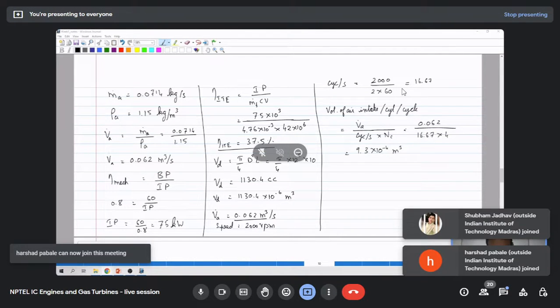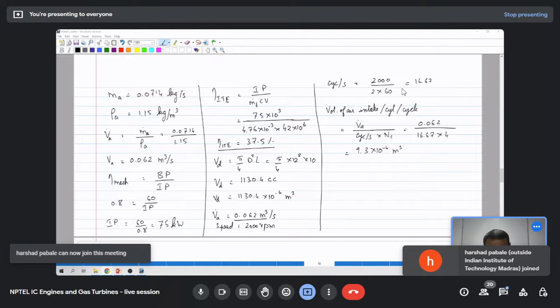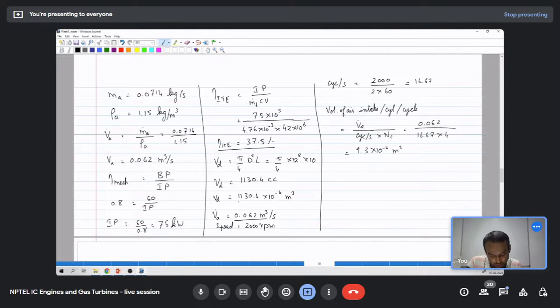Now we have the actual volume of air that is going in, and we have the displacement volume, 1130 into 10 power minus 6. So we can calculate the volumetric efficiency, which is 9.3 into 10 power minus 4 divided by 1130.4 into 10 power minus 6.